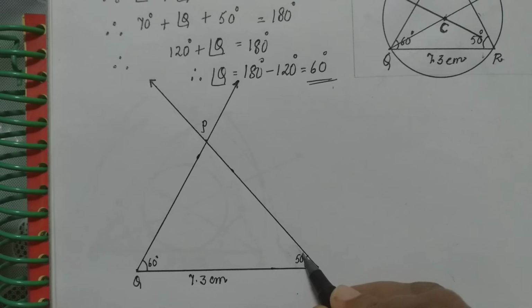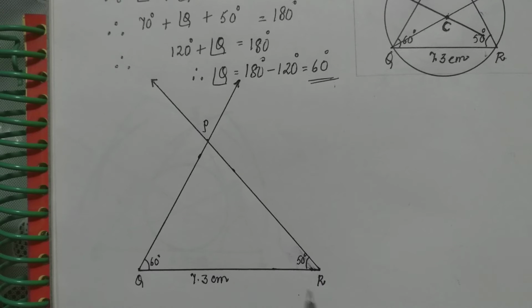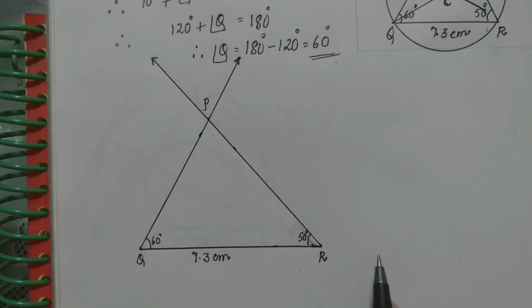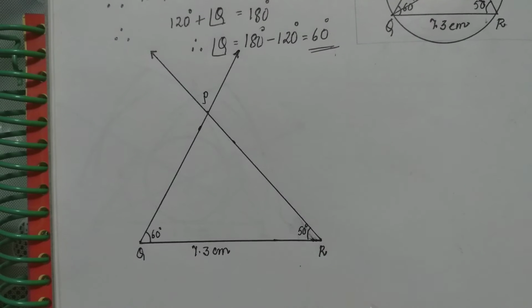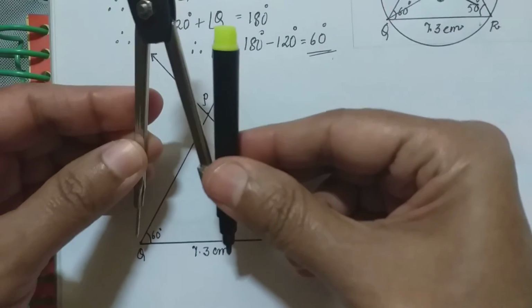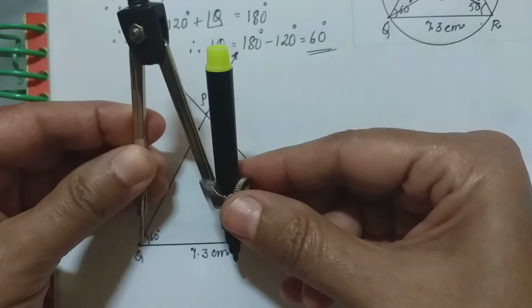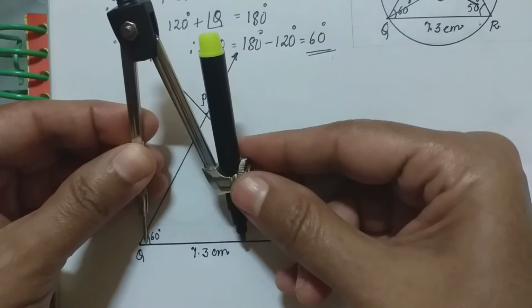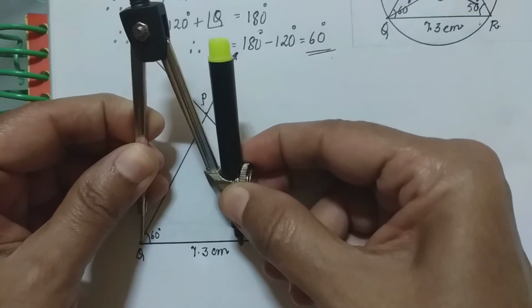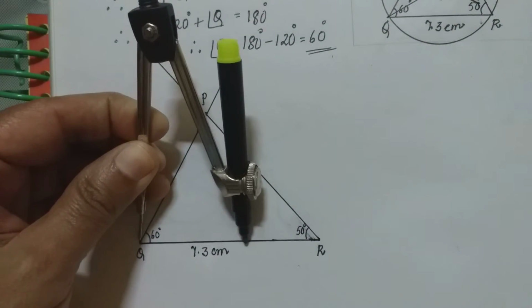Now to construct the perpendicular bisectors. Let us first construct the perpendicular bisector of the side QR. So to construct the perpendicular bisectors, I take the rounder. I will take the measurement of the radius with the rounder, little more than half the distance of QR, the length of QR.